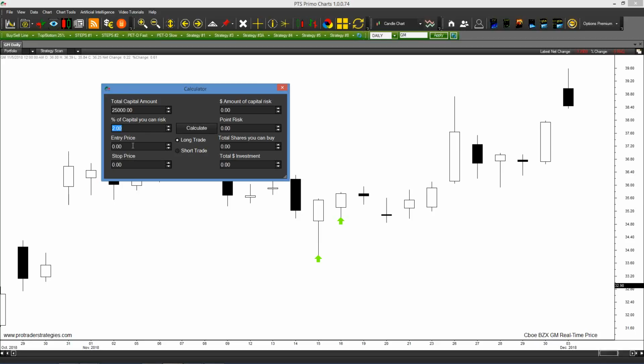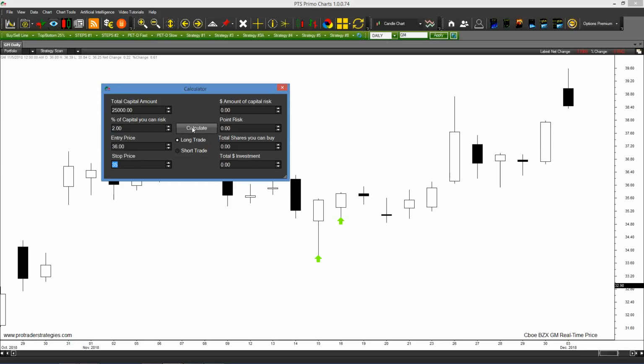So let's say our entry point on this particular trade is 36. Let's say right below that, we're going to place a stop just below that bar at 35. So we're risking 1 point. We're entering at 36. We're exiting on a stop placement, if we're wrong, at 35.